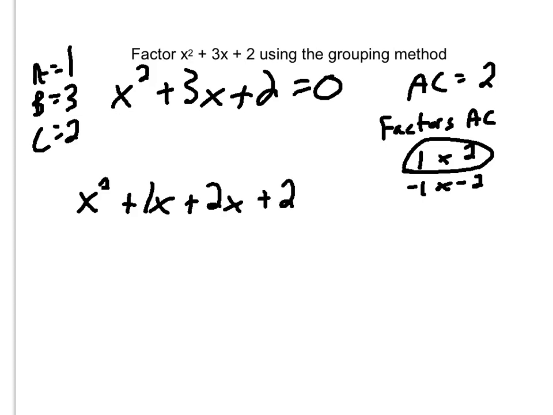Okay, so again, I've used my factors of a times c, my 1 and 2, that add up to the middle one, and just broken it apart. So instead of 3x, it's 1x plus 2x. Now I'm going to group those. I'm going to group the first two together, and group the second two together.